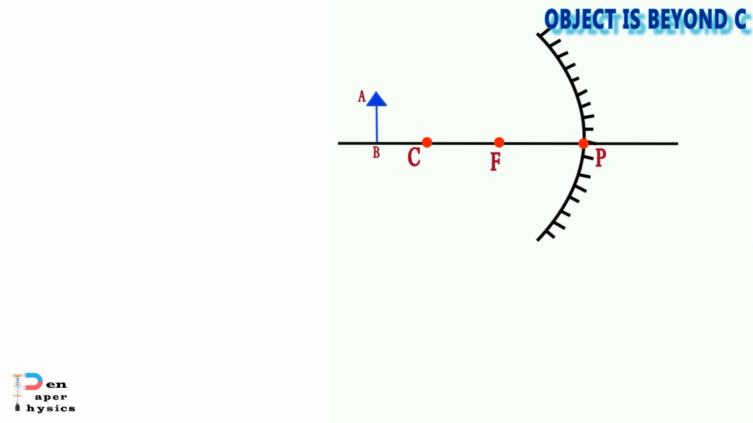Next case we have is the object beyond C. So here AB is the object which is placed beyond C in front of the mirror. Now we will draw two light rays from here. One light ray is parallel to the principal axis and the other light ray is a ray passing through the focus.